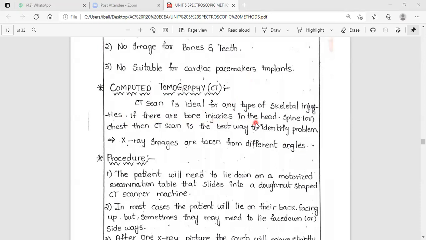మోస్ట్లీ సిటీ స్కాన్ అనేది ఎక్కడ ప్రిఫర్ చేస్తారంటే స్పైనల్ సిస్టంలో ఎక్కువ తీసుకుంటారండి. నేను మళ్ళీ చెప్తున్నాను, మన హ్యూమన్ బాడీలో సెంట్రల్ నర్వస్ సిస్టమ్ అంటారు. సెంట్రల్ నర్వస్ సిస్టమ్ అంటే ఏంటి? మనకి మన స్పైనల్ సిస్టమ్ ఏదైతే ఉంటుందో సెంట్రల్ నర్వస్ సిస్టమ్ అంటారు. హెడ్ని సెంట్రల్ నర్వస్ సిస్టమ్ అంటారు.